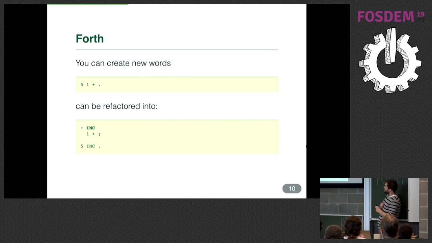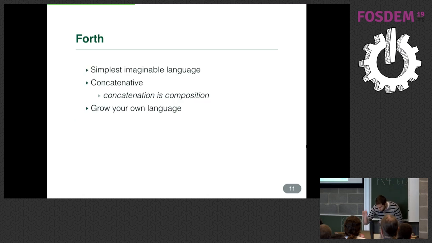The interesting thing here is you can take just 1 plus or any subsequence of words and extract it into your own definition. So we define here increment as 1 plus. This property, the ability to extract any subset of words into your own definition, makes the language concatenative. And that's a property that's going to be very, very useful to reverse engineer the ROM, as Tijn will show you.